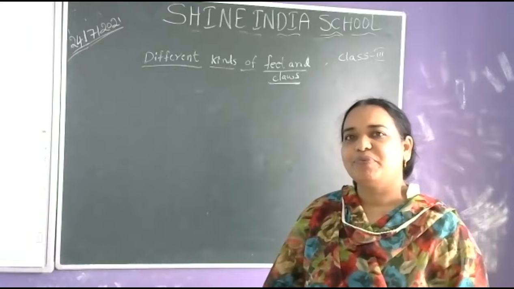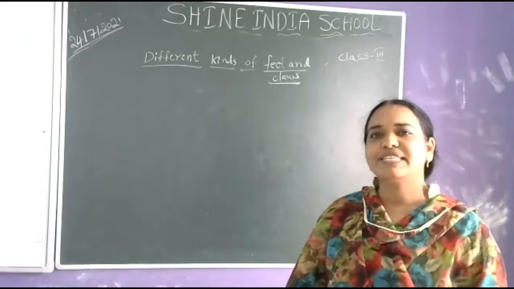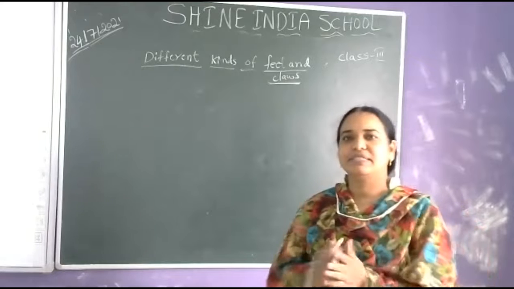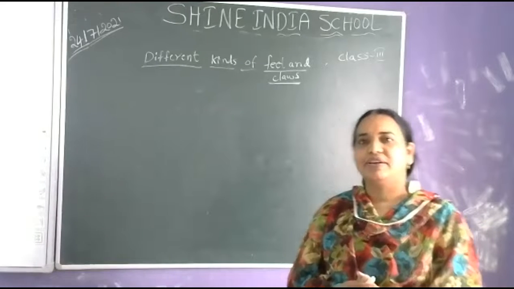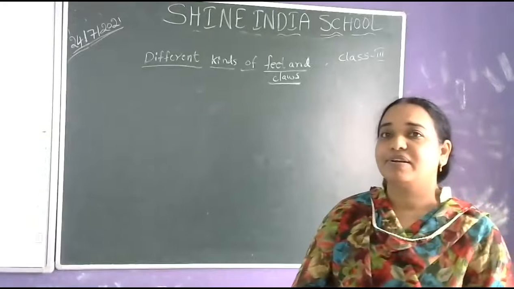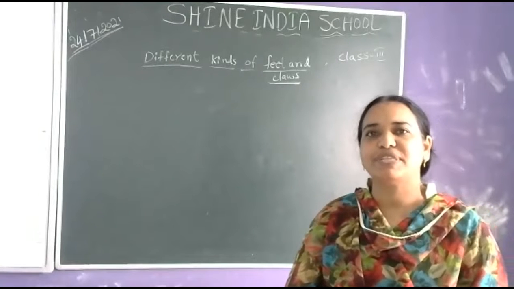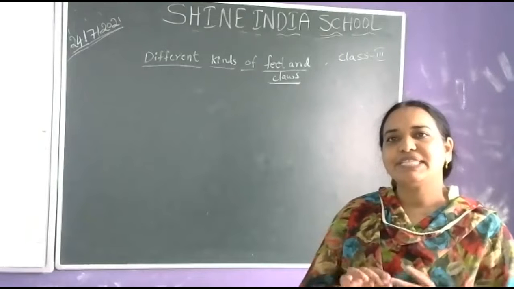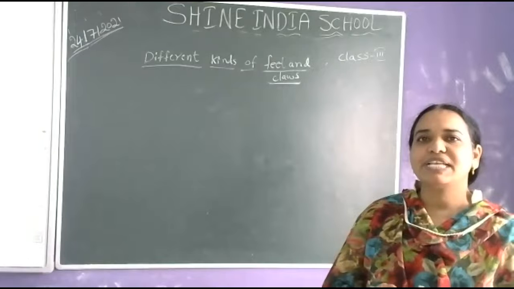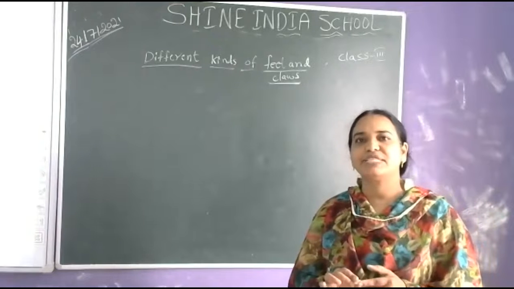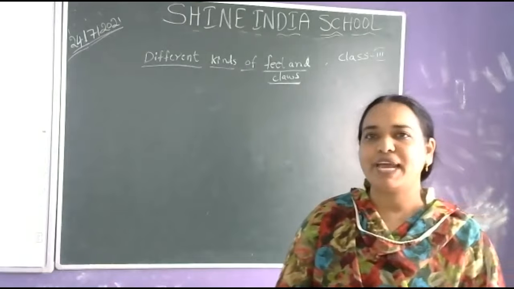What we discussed yesterday, ma'am? In yesterday's class, what did we discuss? Yes, we are discussing the features of birds. From that, we discussed the different kinds of feathers, and in the previous class, we discussed the different kinds of beaks. So, what type of beak does a parrot have?